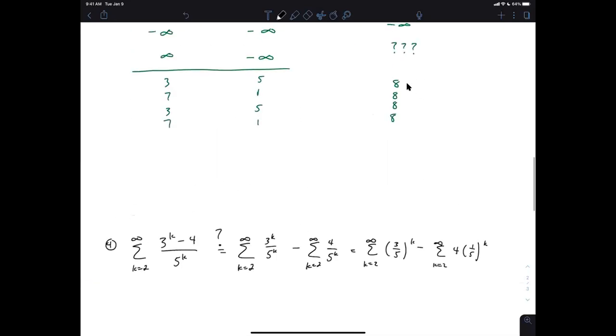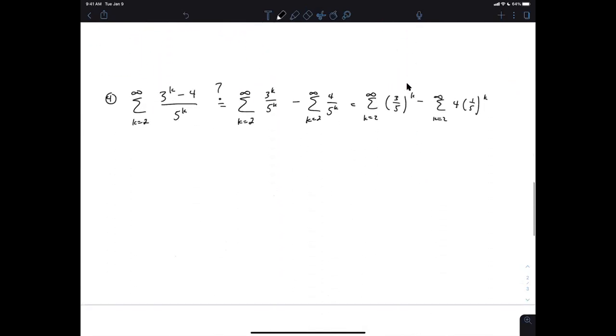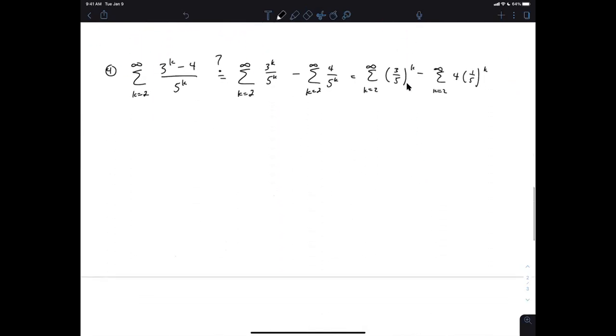That's the rationale for going through what we're going through up here. We are allowed to split addition and subtraction unless two or more of them diverge. If two or more diverge, then we need more information before we're able to split it, or we may not be able to split it at all. Does that make sense? Questions?